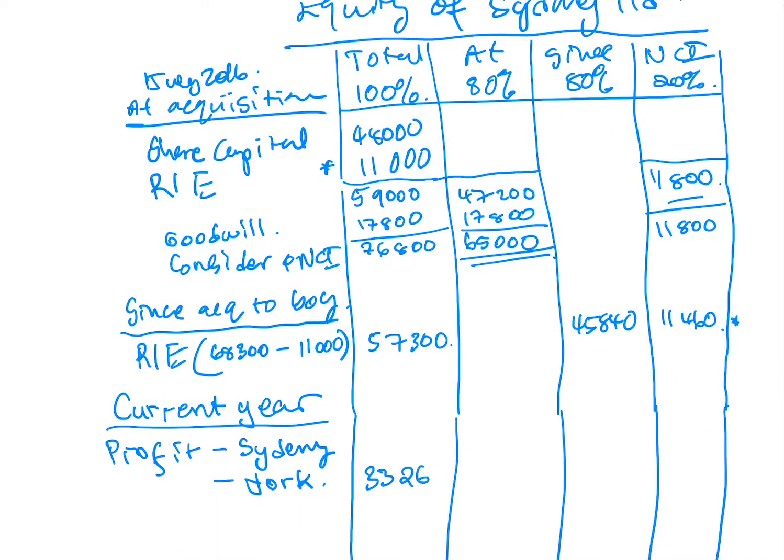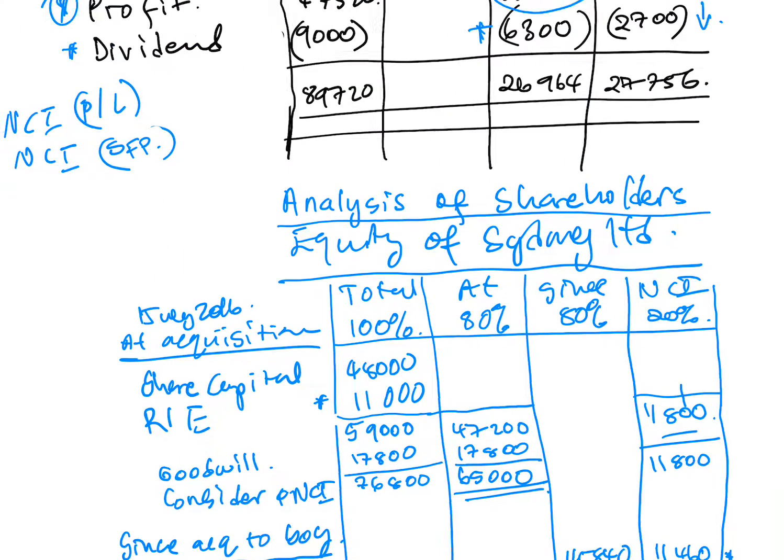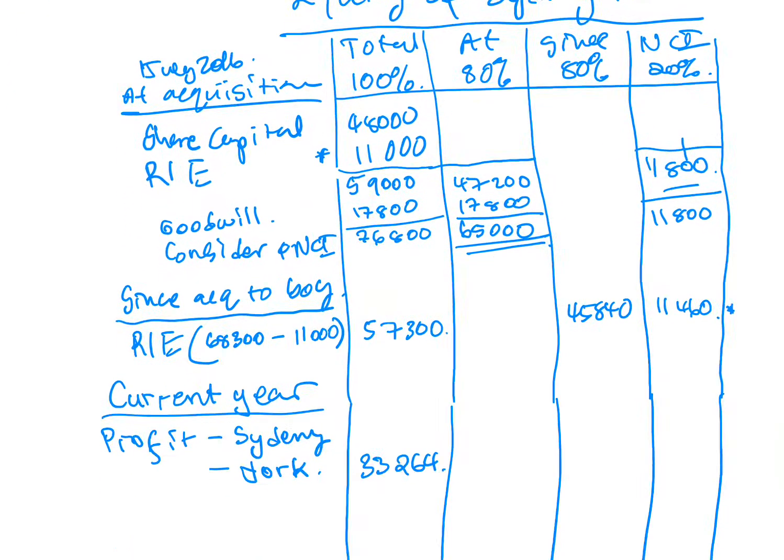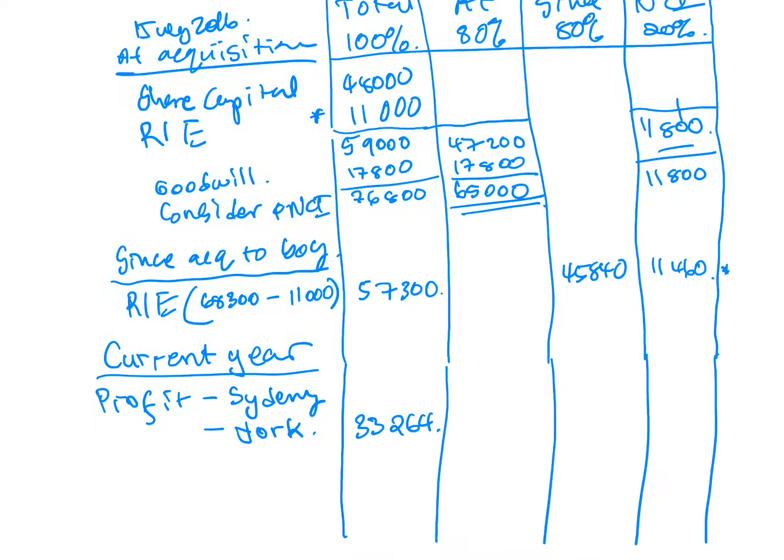264. Now one would ask, why did we not take the full amount of 47,520? Remember, the other amount belongs to the non-controlling interest, and we've already given the non-controlling interest 14,256 when we debited NCI and credited NCI. So we are only looking at the profits that are available to the ordinary shareholders of Sydney. So it will be 33,264.